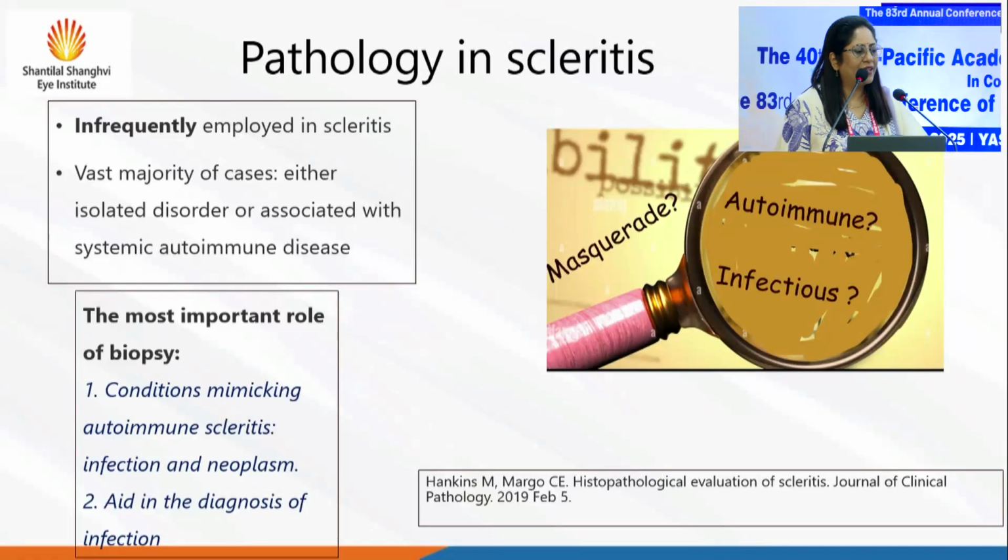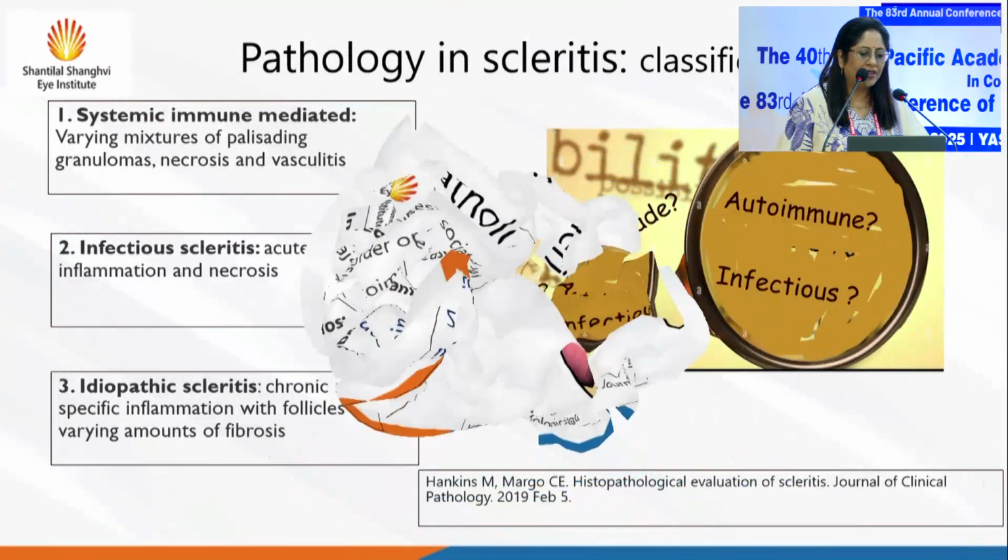The second role is, even though I know it's infectious scleritis, oftentimes we have to take multiple scrapings for microbiology in order to get to the diagnosis. This is the second very important role of pathology, because pathology can pick up, say, fungal filaments very easily, even from scleral tissues. So it's always a confusion whether our scleritis is autoimmune, a masquerade, or infection.